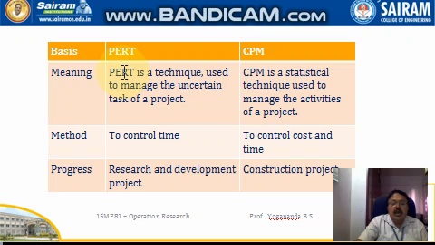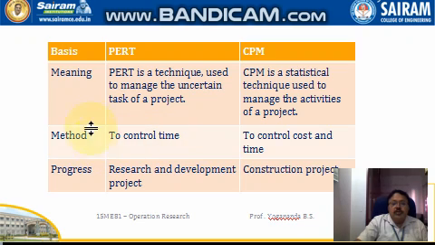Then here we have the differences between PERT and CPM. Taking the basis here, we differentiate between PERT and CPM. The first basis is meaning. Taking the meaning as basis, PERT is a technique used to manage the uncertain tasks of a project, whereas CPM is a statistical technique used to manage the activities of a project. PERT is event oriented, CPM is activity oriented.